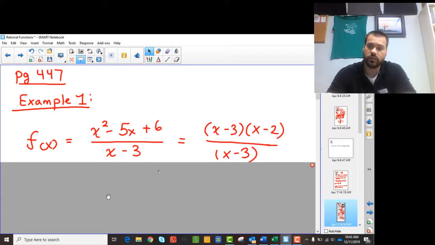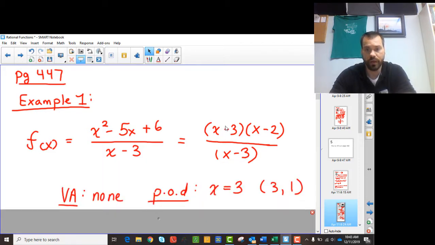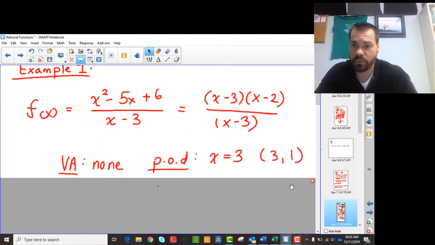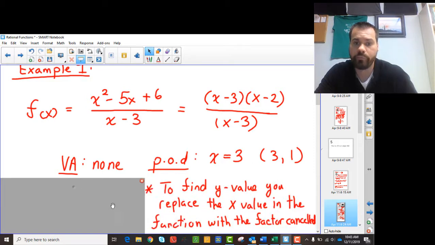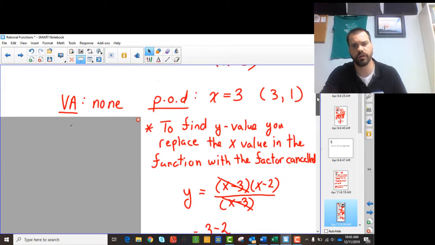Then we look at what is on the bottom and the top. Is there any common factor? There is, and it's x minus 3. That means the point of discontinuity is at x equals 3. You might be wondering how I know it's at 3 and 1. What we do is find the y value by replacing the x value in everything else.